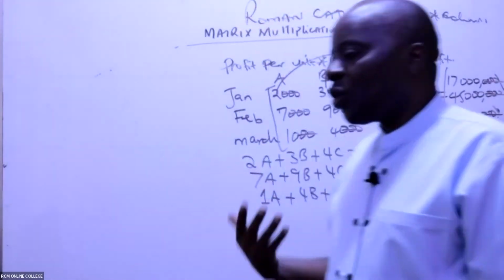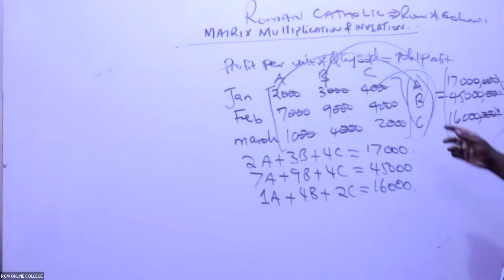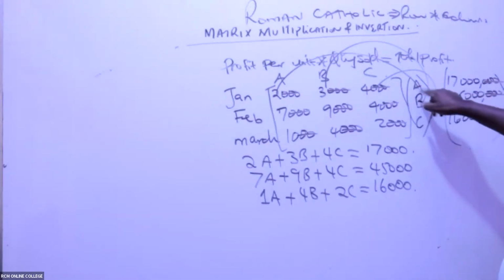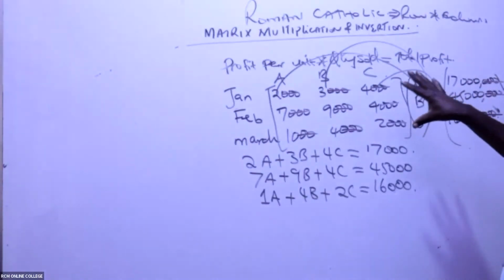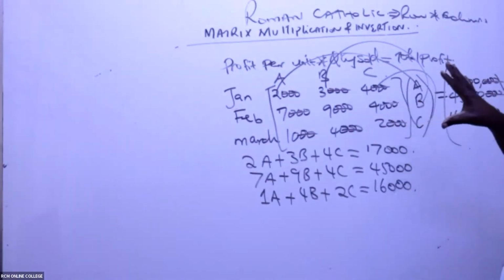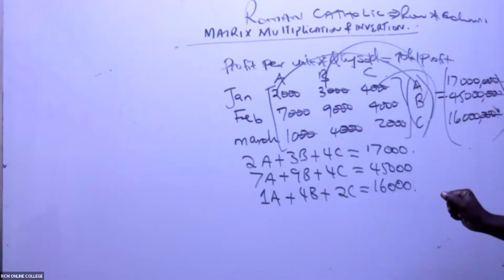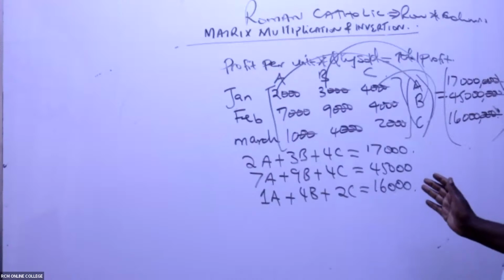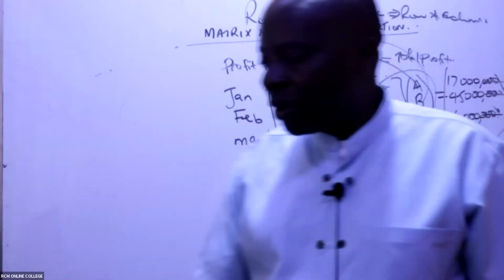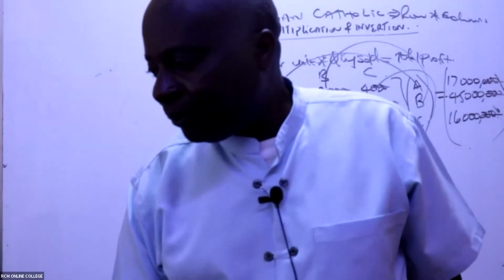But given the years I've marked these exams, I'm aware that some students will write the quantity sold A, B, C in the form of a row. If you do that, then there will be no compatibility. Remember, we have what we call matrix compatibility. Now, ladies and gentlemen, once you have done that, you can screenshot this question.